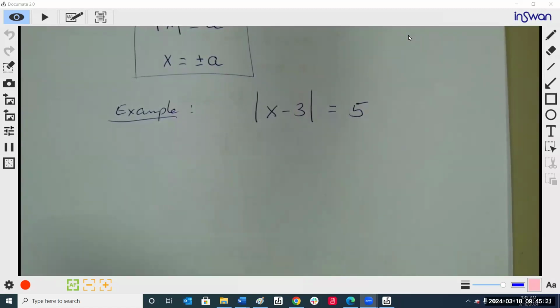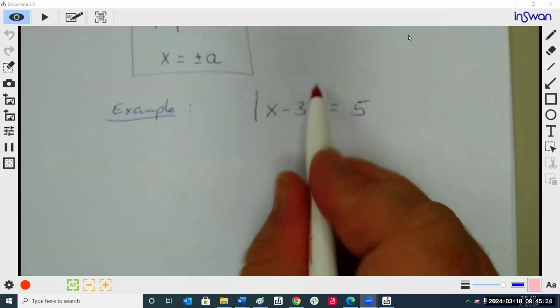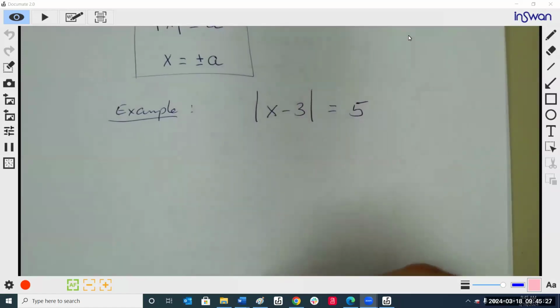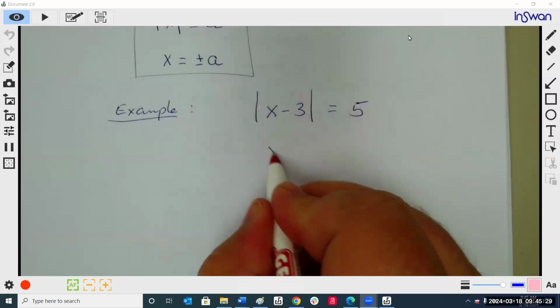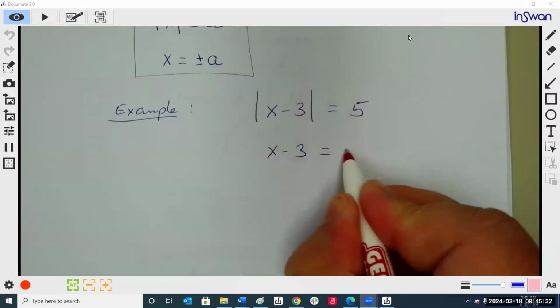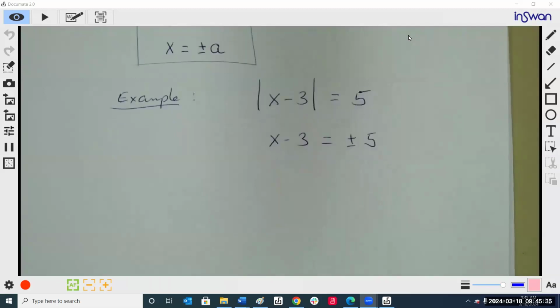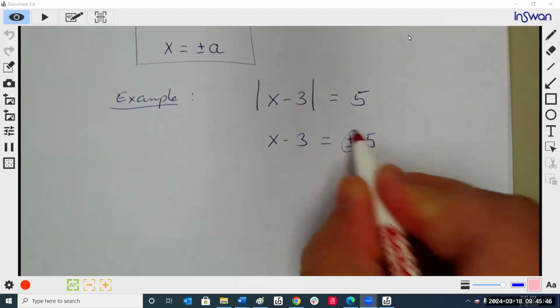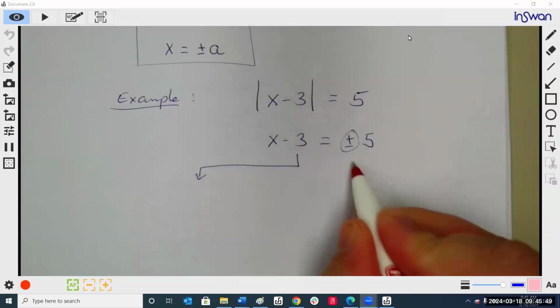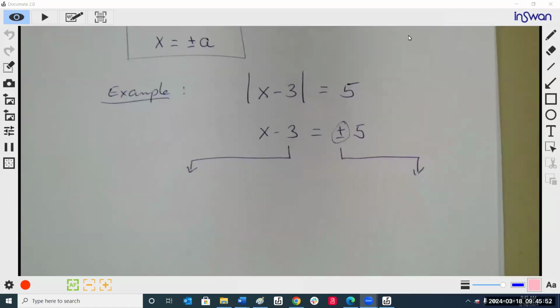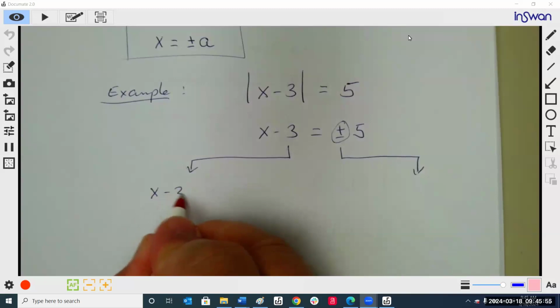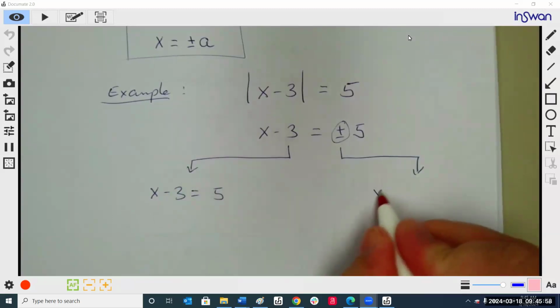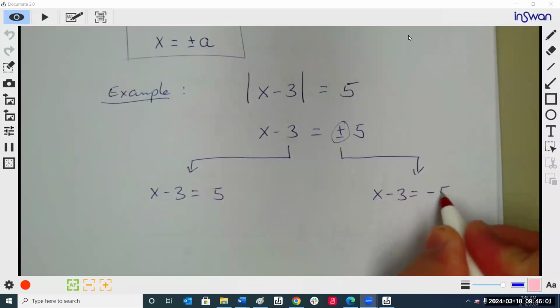So here are the steps. Before you do anything, you have to make sure the absolute value is by itself on one side. Once the absolute value equals some number, we can drop the absolute values. That means we have to put a plus or minus in front of the 5. Then what do you do? No. Well, yes, you do, but we can't do that first. What this means is we have two equations to deal with. We have x minus 3 equals +5, and x minus 3 equals -5.